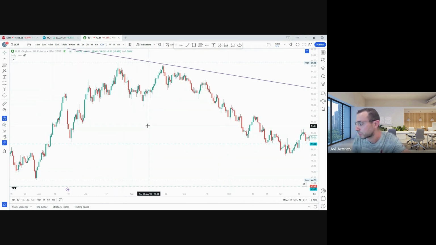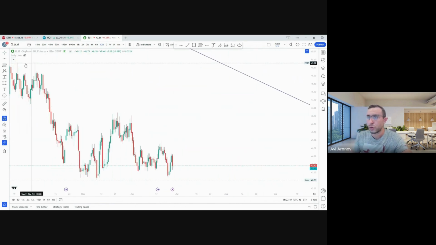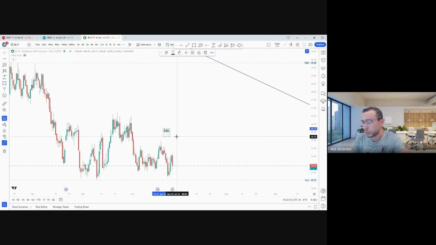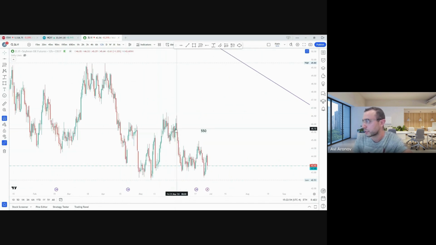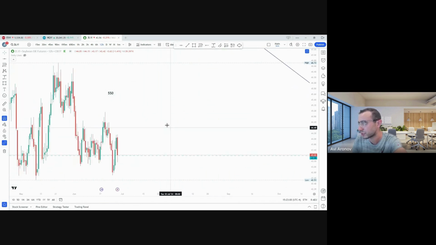Let me just write that here, so I don't all of a sudden forget and think, wait, let me do the math again. So 550, this is the next zone that we want to look for as well. We do see that we have a potential zone right here.